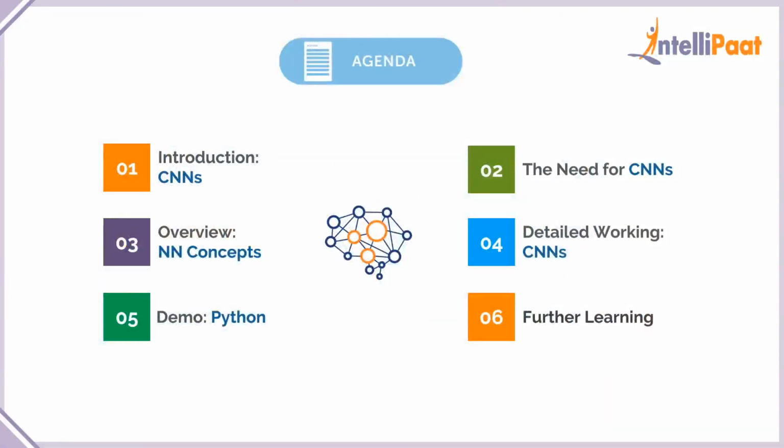Alright, let's check out the agenda for this session. We'll begin by quickly taking an introduction to convolutional neural networks. After that, we'll check out the need for convolutional neural networks in today's world, and after understanding the need, we can go on to check out the overview of all of the neural network concepts that we'll actually need for convolutional neural networks, and we'll check out the detailed working, every single aspect there is to know about convolutional neural networks in a very simple way.